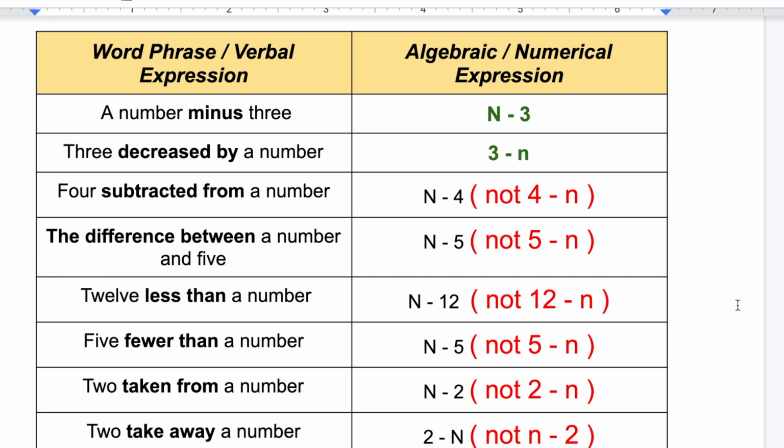Now the last one, you don't need to flip it. 2 take away a number. You must have studied that in elementary school, like when instead of saying 7 minus 4, I can say 7 take away 4. So you take away 4 from the 7. So 7 is the original. So here, 2 take away a number, so 2 minus n.